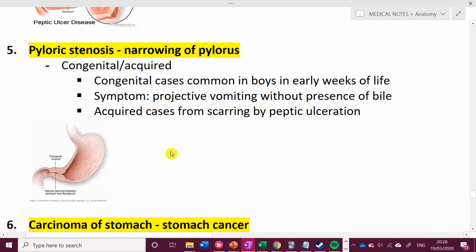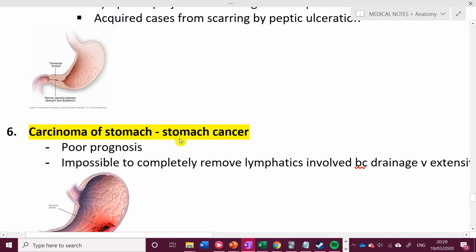So pyloric stenosis is a narrowing of the pylorus here, and it can be congenital or acquired. Congenital cases are often in boys in the early weeks of life, and because this bit is blocked, this can cause projectile vomiting without the presence of bile. And you can also get this by scarring from peptic ulceration, so the scarring increases the thickness of the muscle here and blocks the pylorus.